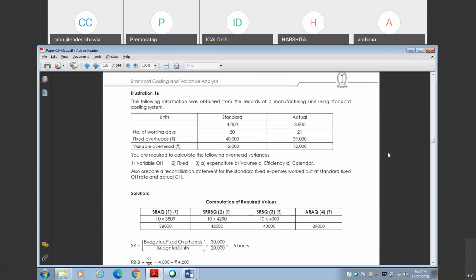18 and 19 I am giving you homework. 18 और 19 आप खुद करेंगे.